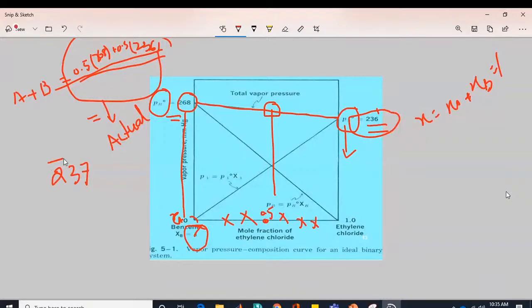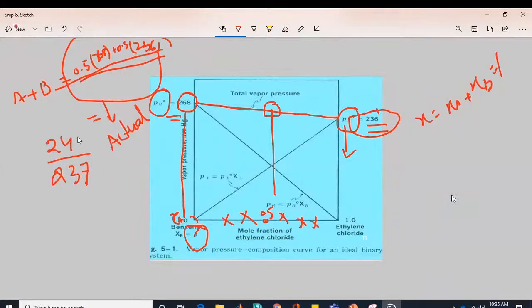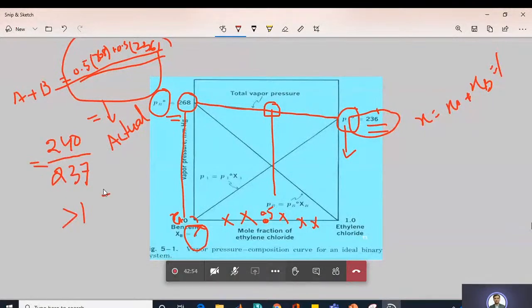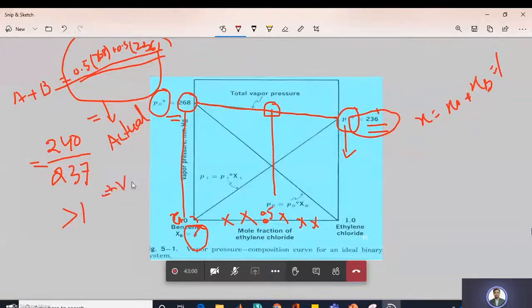Or you can say actual somehow. Now, if we are measuring it with any equipment, any gauge which can measure the vapor pressure, and that vapor pressure is, for instance, 240, what will be the answer? Definitely it will be bigger than 1, right? In this case, you can say the deviation is positive because the vapor pressure of the system has risen, it has gone up. But something can happen inversely.